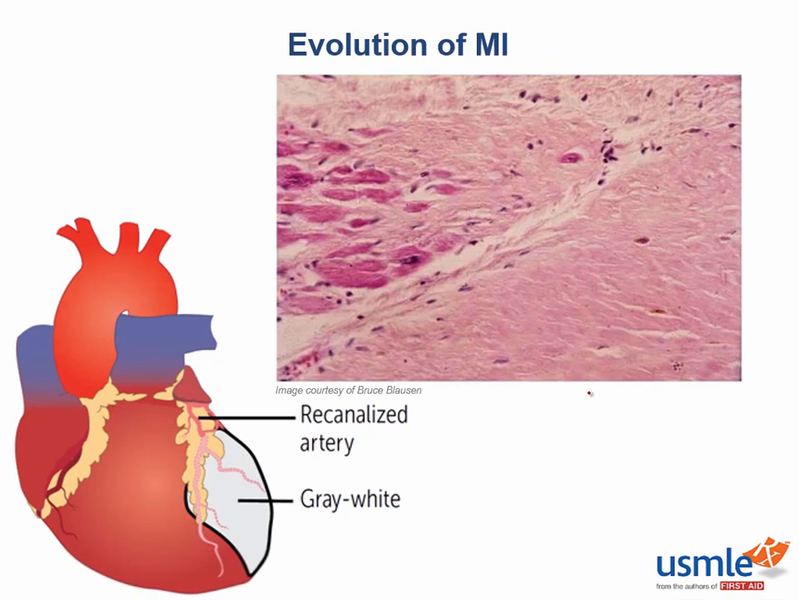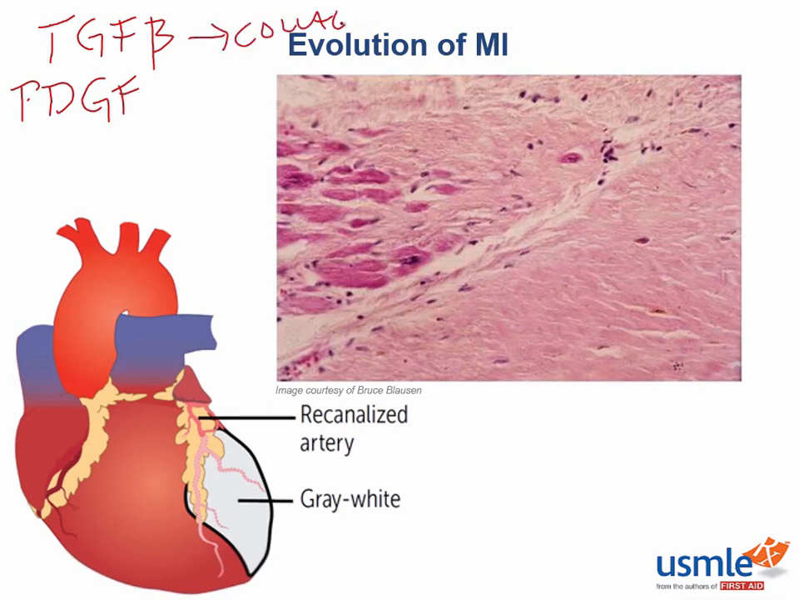So after our macrophages went into the infarct and cleared out all the debris, they started releasing tons of cytokines. So they start releasing transforming growth factor beta and platelet-derived growth factor. These tell fibroblasts to start making tons of collagen to replace the area previously occupied by healthy myocytes. This gives us scar tissue.